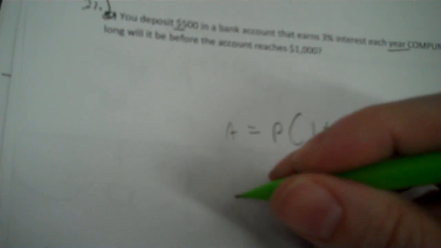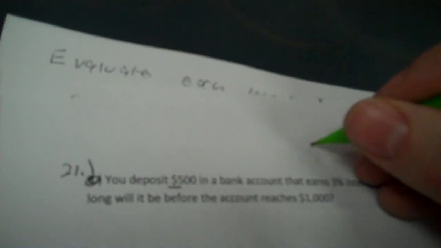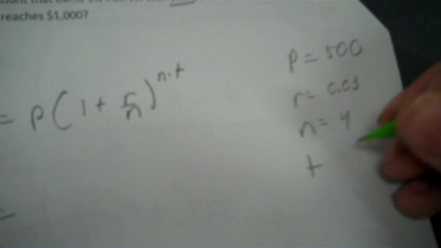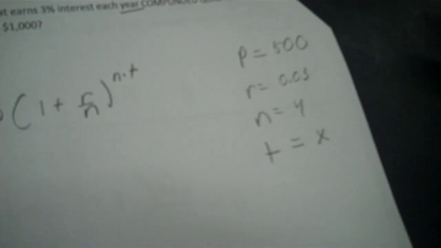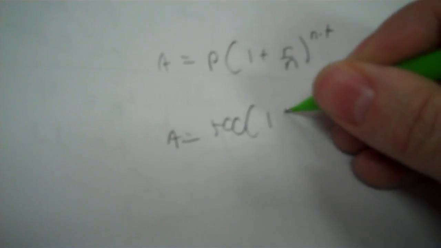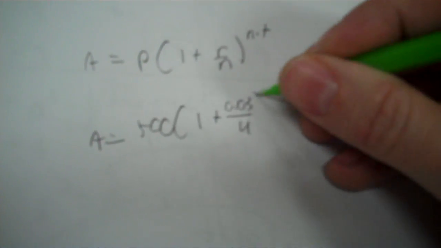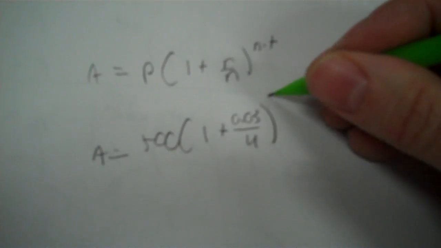Okay, so A, and what is all this other stuff? Okay, P, R, N, and T. P's 500. R, 3%, so it's going to be 0.03. N is still 4. T is X, okay? So I go 500, 1 plus, then the rate 0.03 divided by 4. N is 4, and then we'll just put X, okay?